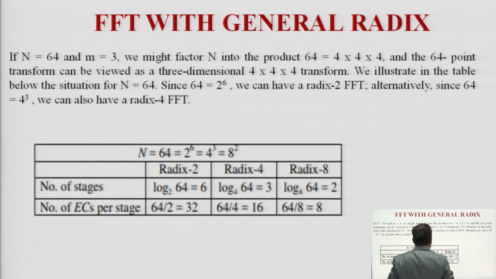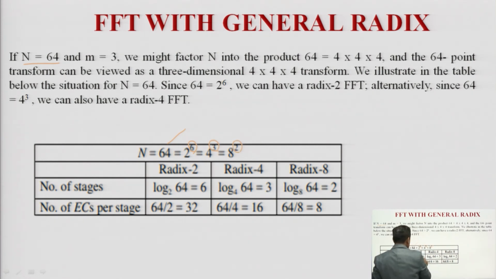Now, FFT with general radix. Now, if N is equal to 64, you can use radix 2, radix 4 and radix 8. Why? Because 64 is a multiple of 2, a multiple of 4 and a multiple of 8. That is why you can do it by radix 2, radix 4, radix 8. In radix 2 you have to decimate 6 times. In radix 4 you have to decimate 3 times. In radix 8 you have to decimate 2 times.